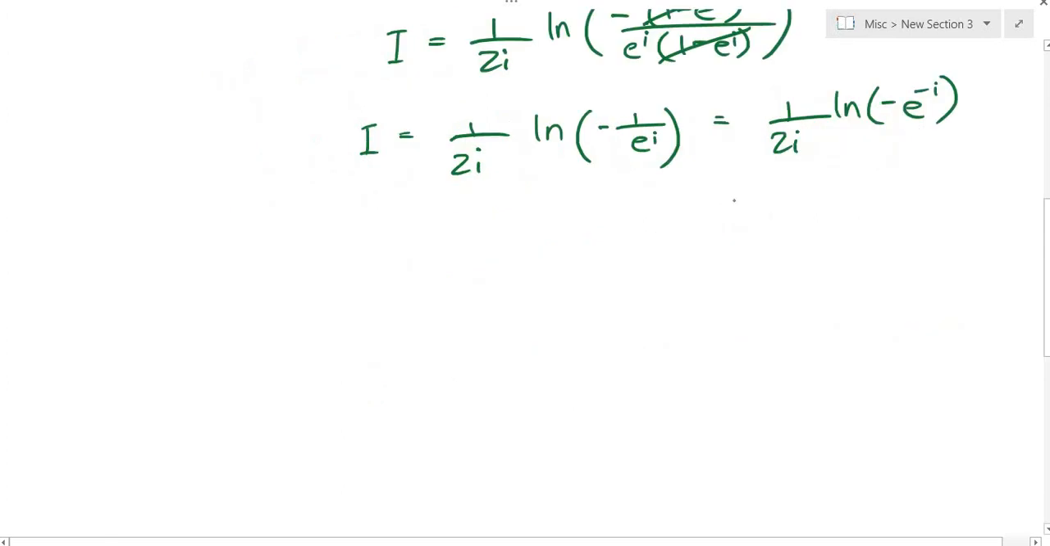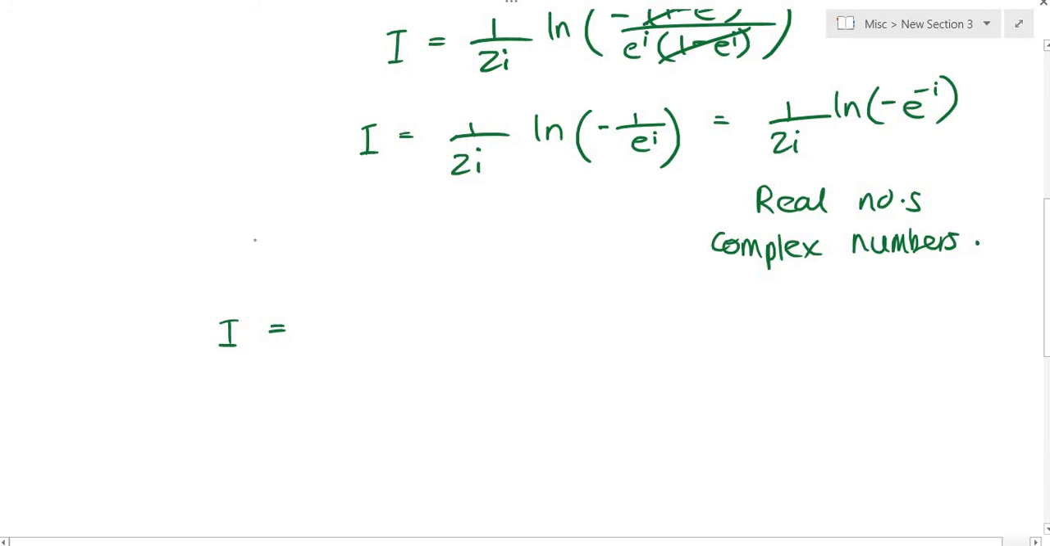Now for those of you who are wondering, how is there a negative inside a natural log? Well, a natural log will only have a positive argument if we're only talking about real numbers. But here when we have negative e raised to negative i, it's but obvious that we are dealing with complex numbers. So the principal log can have a negative argument if we are dealing with complex numbers.